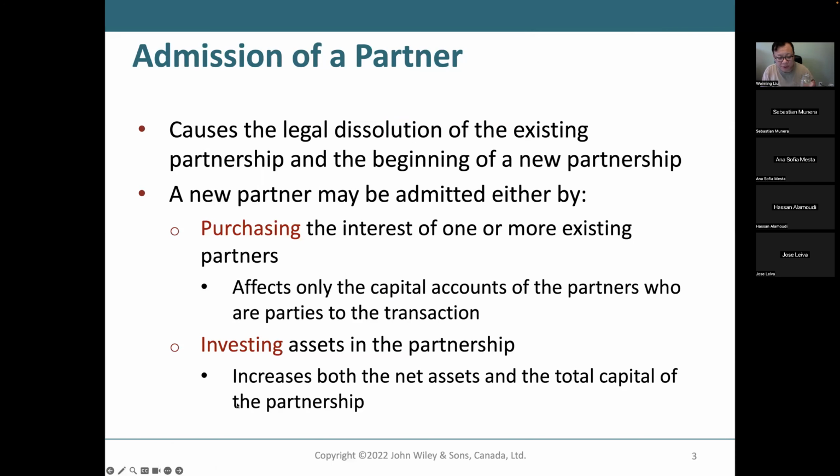The other approach is to invest assets in the partnership. So the new partner will contribute, say, $100 million to the partnership. In that case, the new partner is not buying from the existing partners. He's just joining as a new partner with his contribution. So in this case, when more assets and contributions come in, the partnership's net assets and total capital will increase.